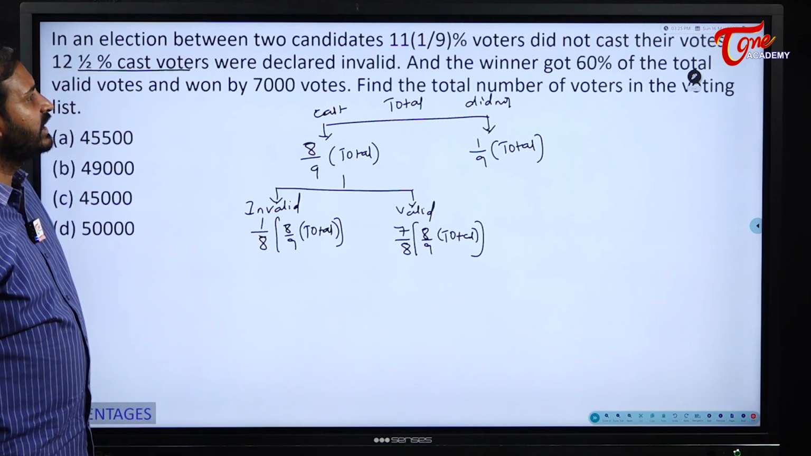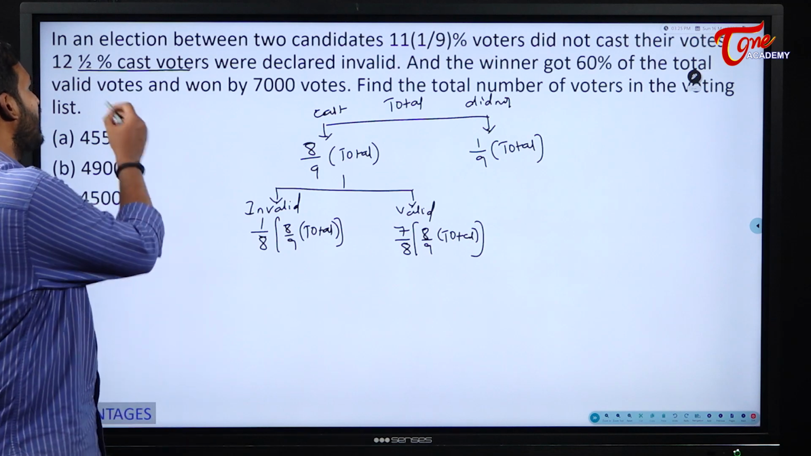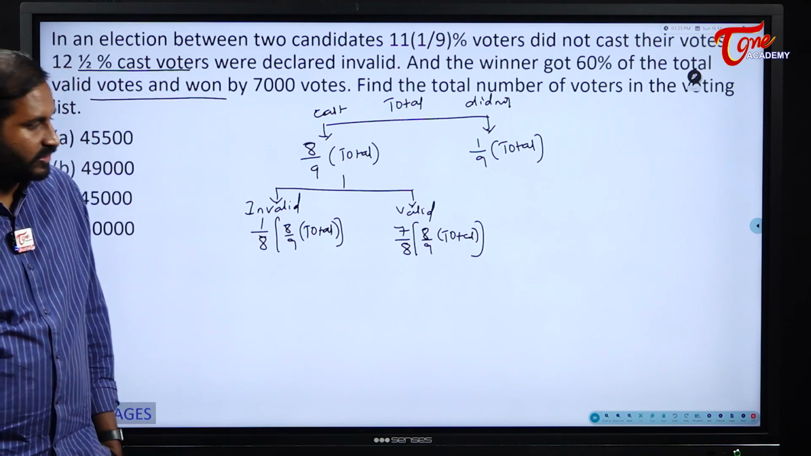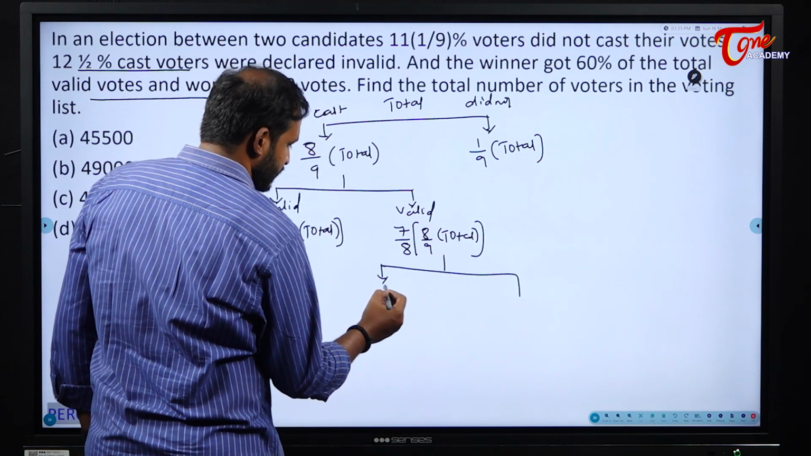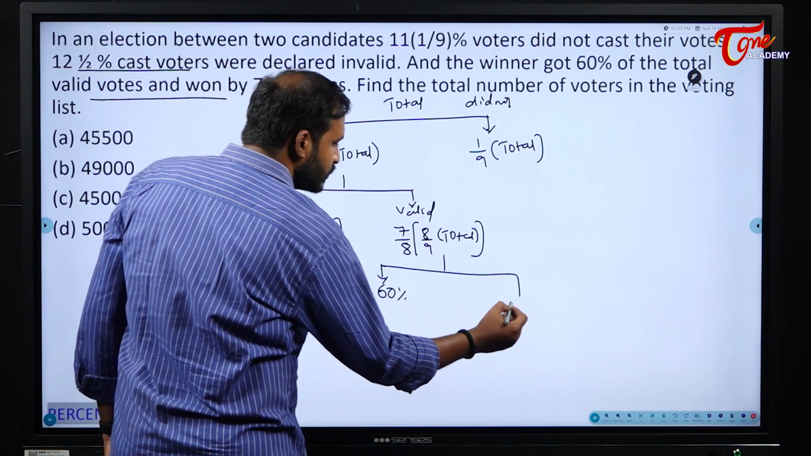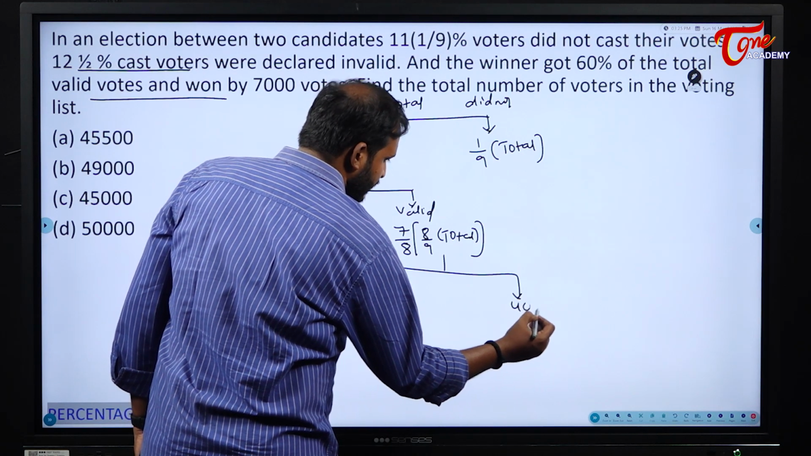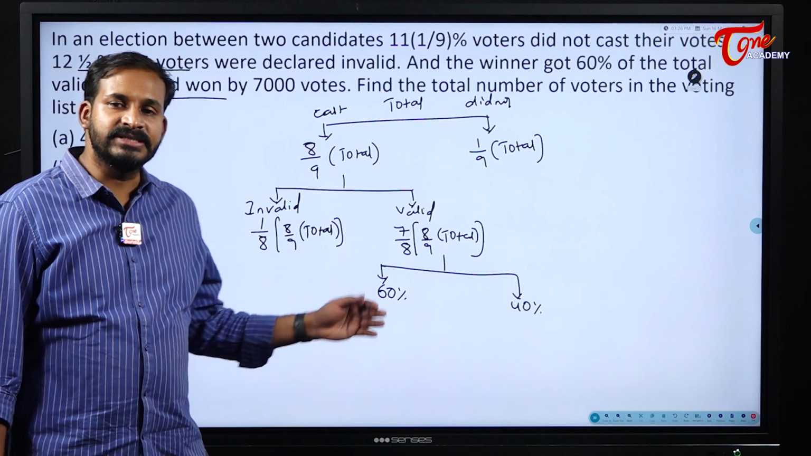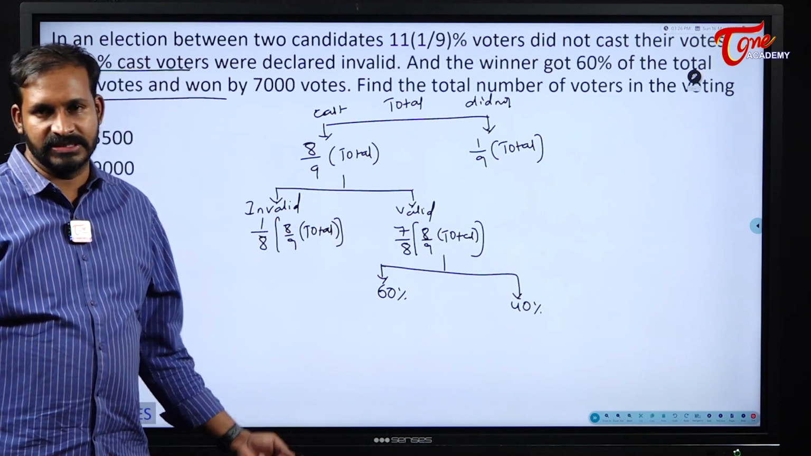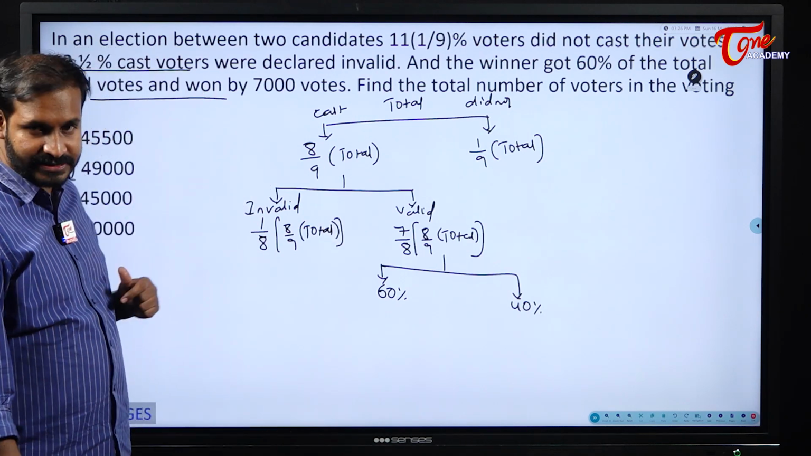Next, the winner got 60% of total valid votes and won by 7,000. Now see here, the winner got 60%. And how many votes will the loser get? 40%. Why? Because here they didn't speak about NOTA. If the winner gets 60%, obviously the loser will get 40%. Why? Because here there are only 2 candidates.